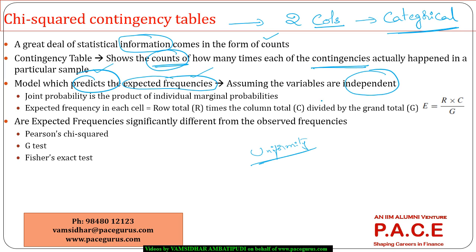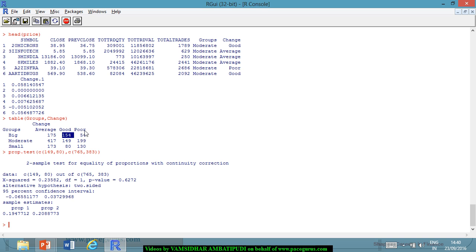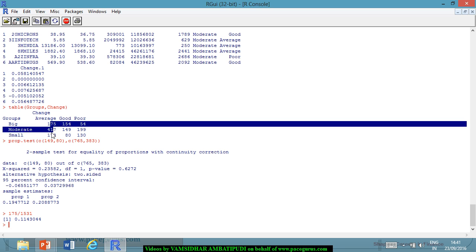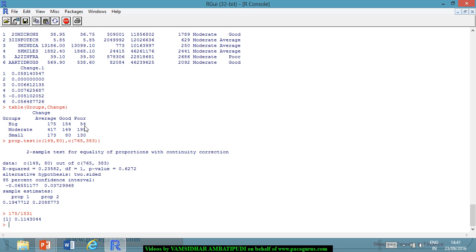And these expected frequencies are computed based on the assumption that the variables are independent. What it means is the joint probability. Typically, this is the joint probability: 175 out of 1531. That's the joint probability of occurrence of big and average. Now, this should be the product of the marginal probability of big as well as the marginal probability of average. Let's see the marginal probability of big.